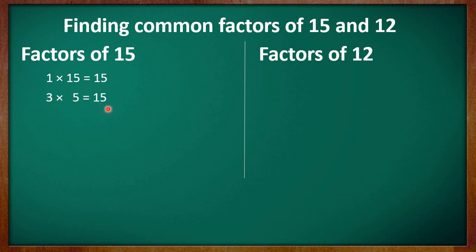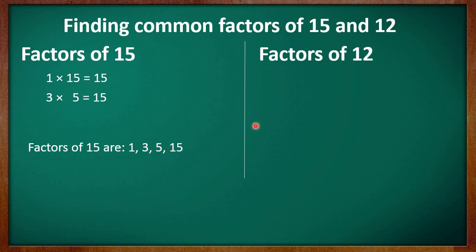Now, let's check by 4. Kids, we cannot divide 15 completely by 4. That means 4 is not a factor of 15. And we will stop here. So, we may say that the factors of 15 are 1, 3, 5 and 15.